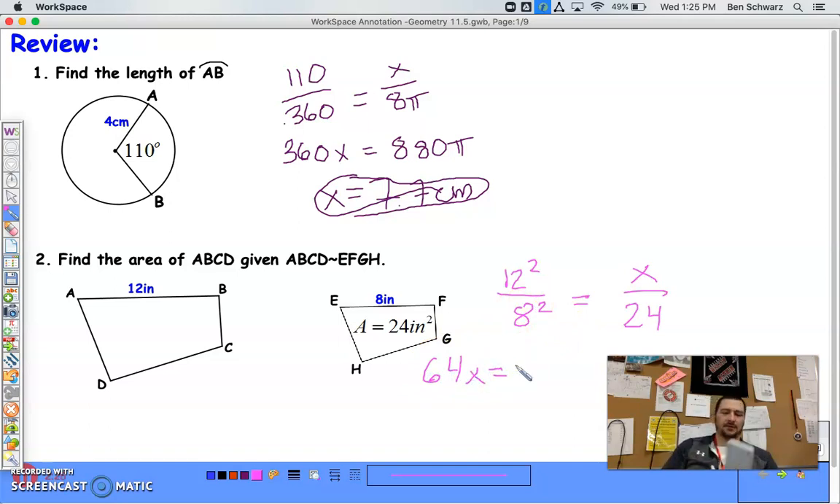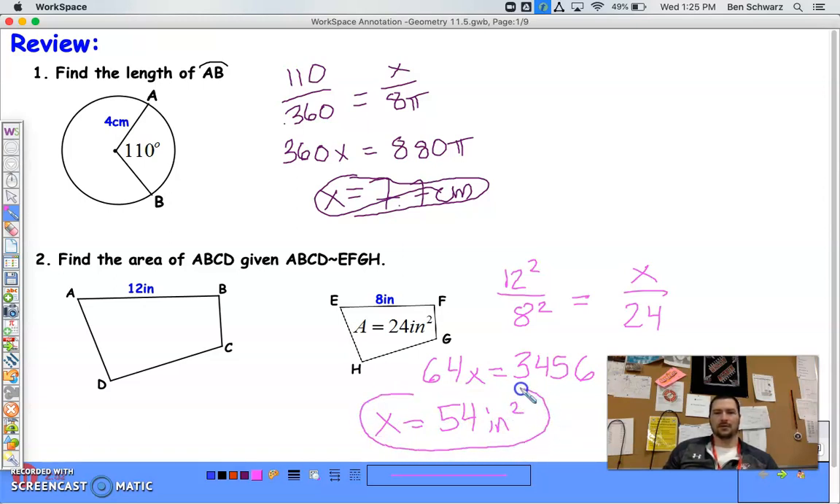Now let's see, we have to do some calculator math here. 12 squared times 24 is going to be 3,456. Divide that by 64. And so we're going to get 54 inches squared. So just a little review of what we've covered so far in this chapter.